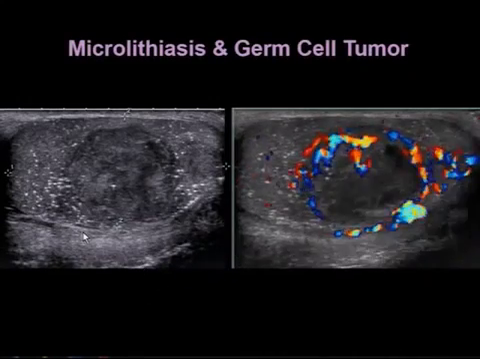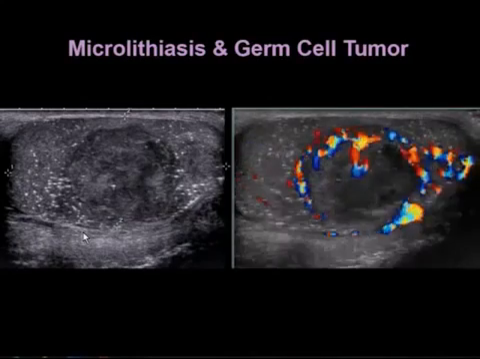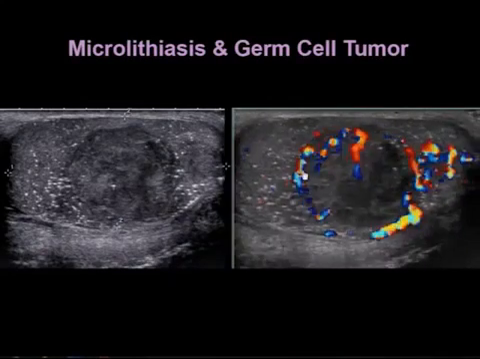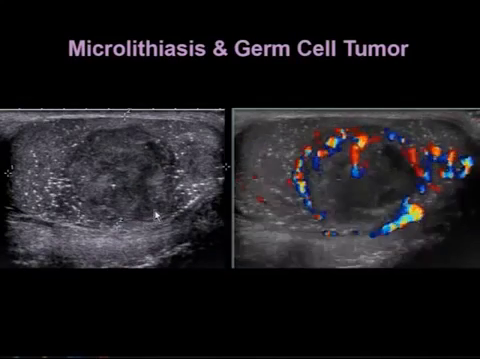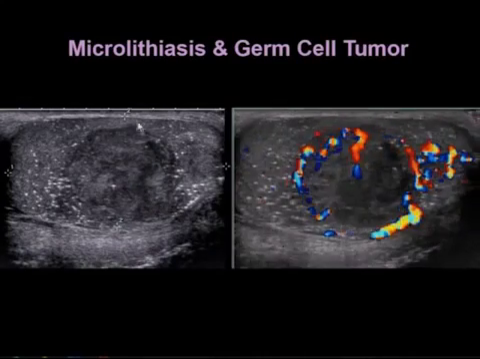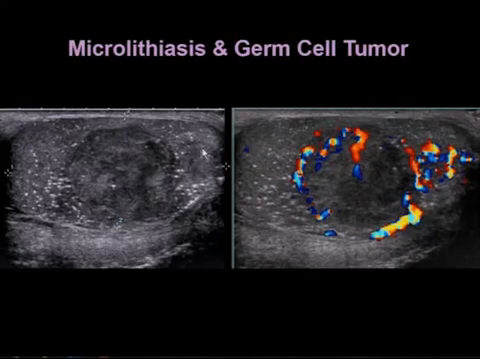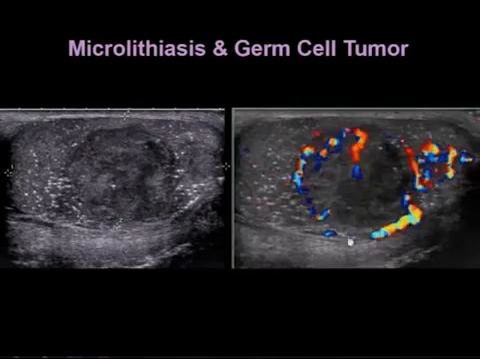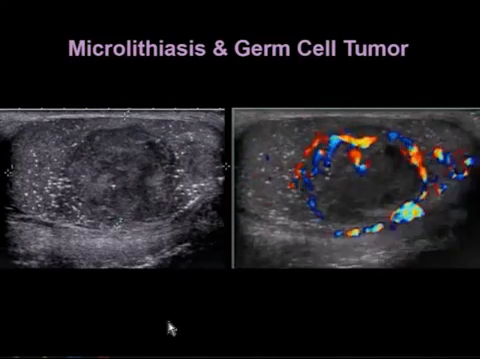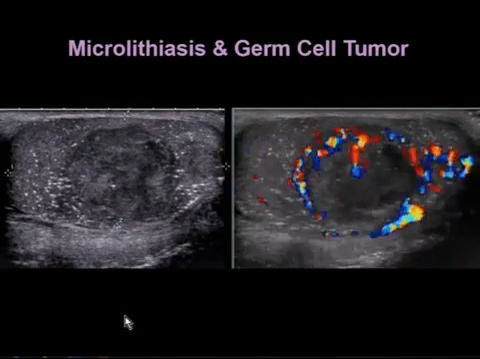And this patient also has microlithiasis but developed a germ cell tumor. You can see the tumor centrally located inside the testicle. It's a hypoechoic mass. But you notice that the parenchyma around the testicle has microlithiasis. It has those bright echoes surrounding inside the parenchyma. Also notice the increased vascularity associated with the tumor.